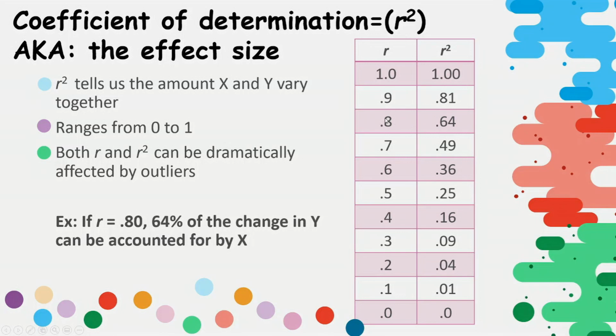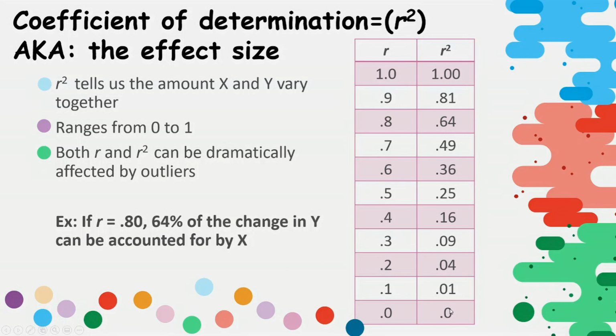So again, if I have a 0.8 and I square that to an R squared of 0.64, what it's telling me is 64% of the change in Y can be accounted for by X. So a very strong correlation is telling us about 64% of the behavior of the dependent variable. If I have a weak correlation, then I'm going to say 9% of the change in Y can be accounted for by X.